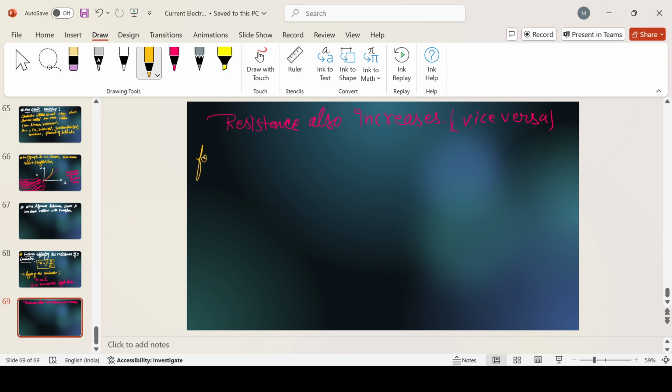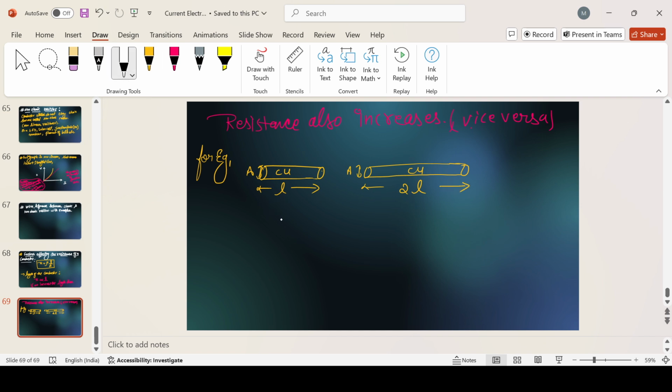So, for example, if I have a copper wire of area of cross section A and length L. Then another copper wire I have taken, the material is the same, copper only, and the area of cross section is also the same, but the length is 2L. So out of these, which has more resistance? This is A and this is B.